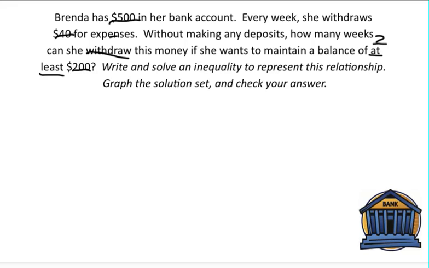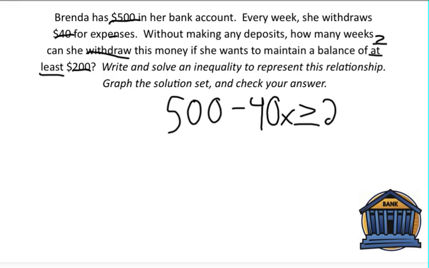Our inequality would be 500 minus 40x is greater than or equal to 200. This is because 500 is what Brenda originally had. She is withdrawing $40 every week, and we don't know the amount of weeks, so x is used to represent the weeks. Since she wants to maintain a balance of $200, the last part of the problem is greater than or equal to 200. Now we solve.